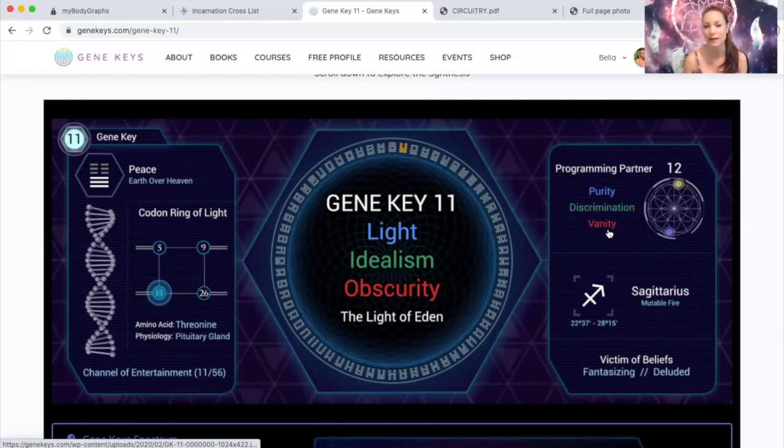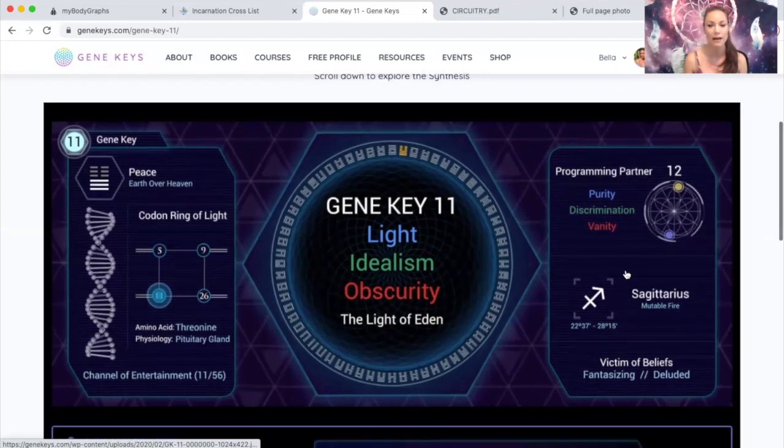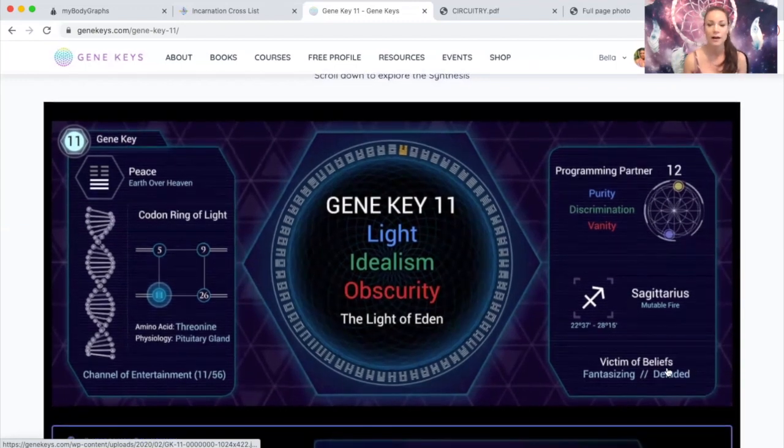And in that trial, you would say that you are going to encounter all the different frequencies in the frequency band of the 11, because you are breaking through that vanity, you are purifying. You need to start to discriminate. Here we have the victim of false beliefs, the fantasizing or being deluded. So that's something you can read about more deeply in the 64 doors.